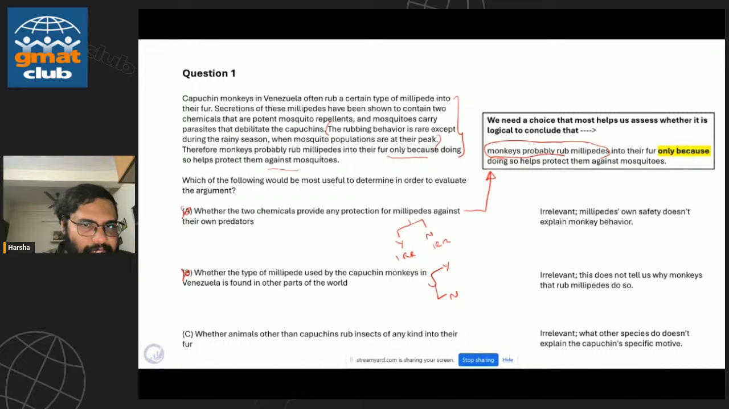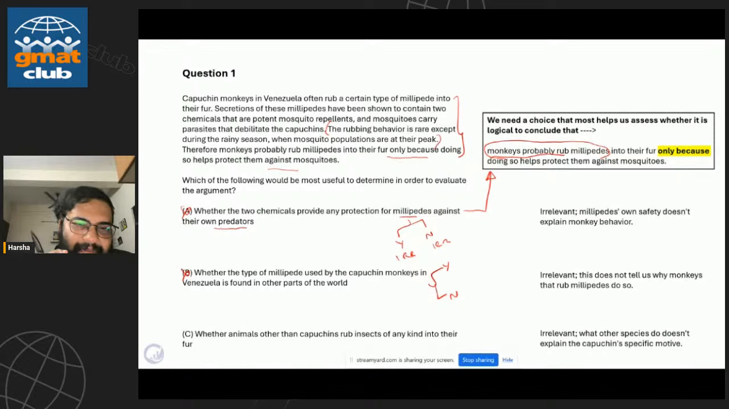the millipede's chemicals are repellent to mosquitoes. But choice A tells you nothing about mosquitoes, right? It's about protecting the millipede from its predators. I don't think those might be mosquitoes in any context. Could be, I don't know. I hope you see that that should not be the reason.